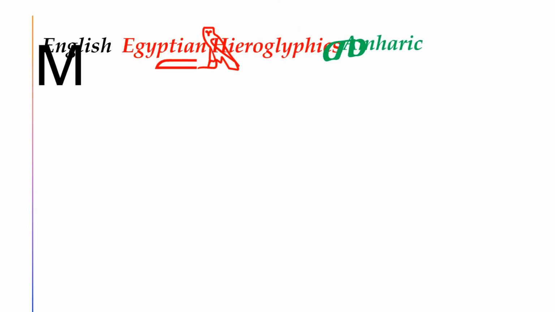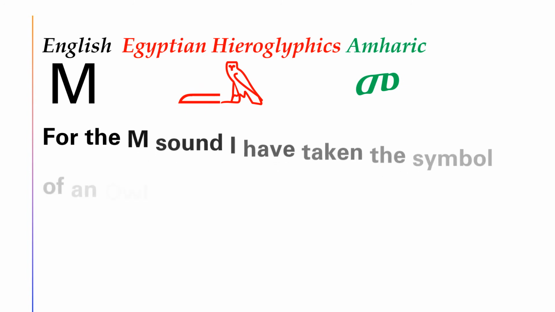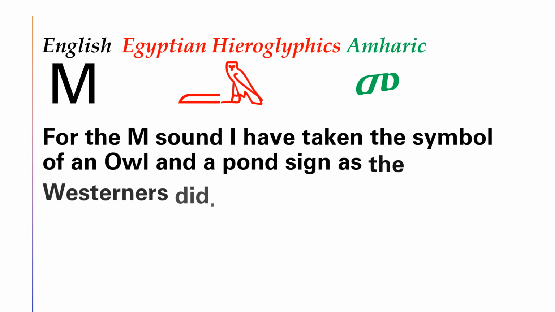Then comes the next alphabet, the next sound or letter is M. Here I have taken just like what the Egyptian, what the Western scholars have taken, the sign of an owl and what looks like a sign of a pond. Here I have no explanation except maybe, on the owl sign on its face, when you see it, the eye and its beak together, it looks like the Amharic ma. It looks like the Amharic ma. You can see, the Amharic ma, it has two circles, and that is the eye of the eagle.